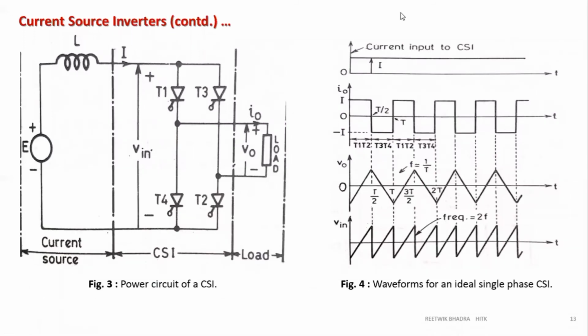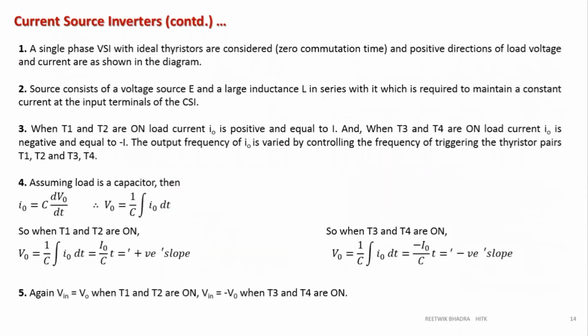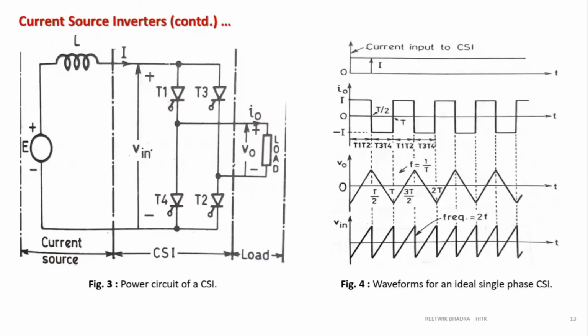Next we'll study what waveforms are present over here. Now I'll discuss according to the points which I have written. So the first point is that we'll consider only this circuit for CSI. There are many circuits for CSI. Here we'll study the current source inverter, one point at a time.